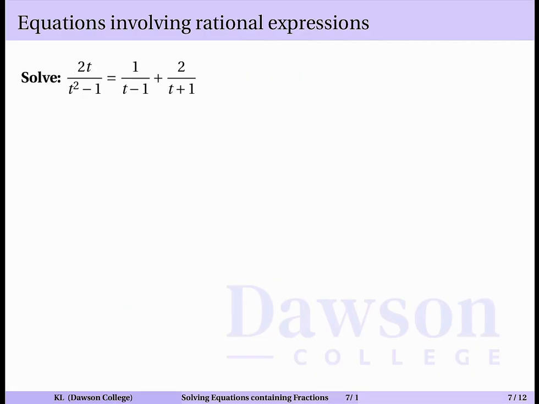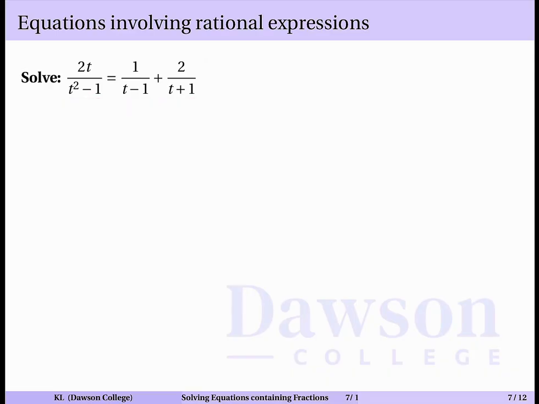Let us look at our next example. So here we got 2t over t squared minus 1 equals 1 over t minus 1 plus 2 over t plus 1. So in here we can do the LCD method, or we can also do the cycle method, but we need to write this sum into a single fraction, and you will see that if you add them, the denominator will be equal to this one.